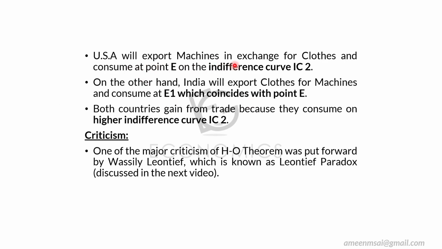USA will export machines in exchange for clothes. When there is international trade, USA will be producing more machines and less clothes, and it will export machines, import clothes and consume at the point E on the indifference curve IC2. On the other hand, India will export clothes for machines. So India will export clothes, import machines and consume at E1, which coincides with the point E. Both countries gain from the trade because they consume on a higher indifference curve.